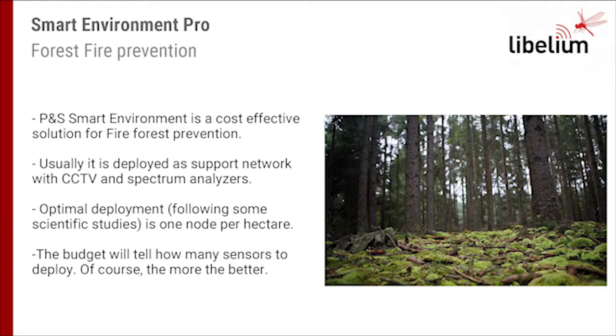The user question is how many nodes to deploy. Following some studies, 1 node per hectare is optimal. The more the better, of course. But the budget of the project will tell you how many nodes you can afford. This will be your number. Smart Environment Pro is a cost-effective solution, but usually it is not working alone. It's deployed as support of a network with control TV, a spectrum analyzer, etc. The optimal deployment, as I told you, is 1 node per hectare, but the budget will tell you how many sensors to deploy.